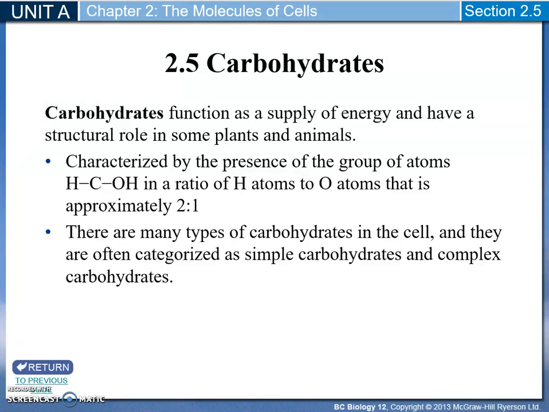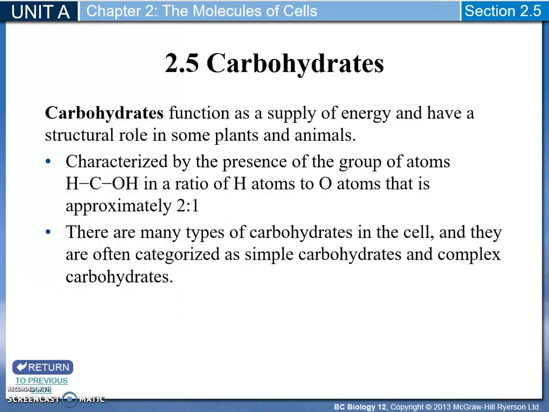And carbohydrates function as a supply of energy, and they have a structural role in some plants and animals as well. So these carbohydrates are characterized by the presence of the group of atoms, hydrogen, carbon, and OH in a ratio of hydrogen atoms to oxygen atoms that's approximately 2 to 1. So quite a lot of oxygen and hydrogen in these, along with the carbon backbone as well.